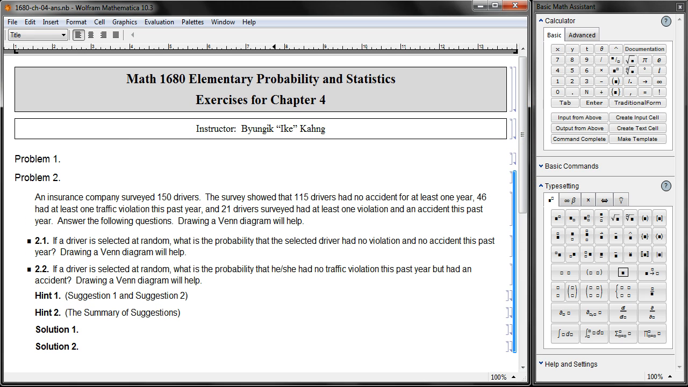An insurance company surveyed 150 drivers. The survey showed 115 drivers had no accident at least 1 year. 46 had at least one traffic violation this past year, and 21 drivers surveyed had at least one violation and an accident this past year. Answer the following questions. Drawing a Venn diagram will help.